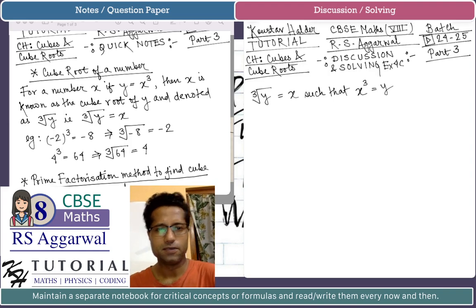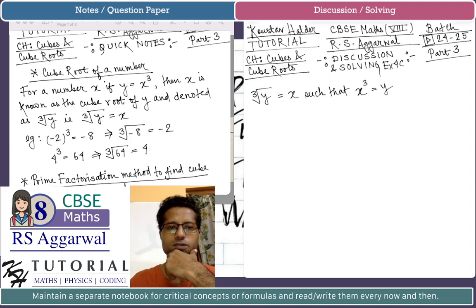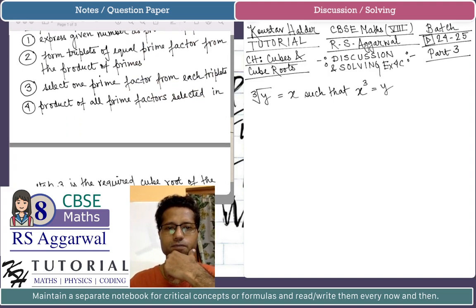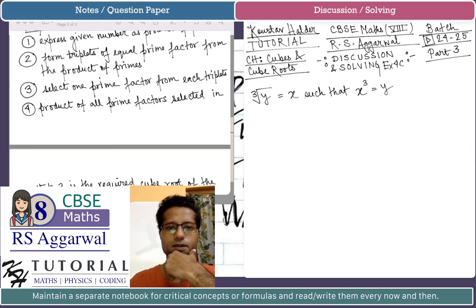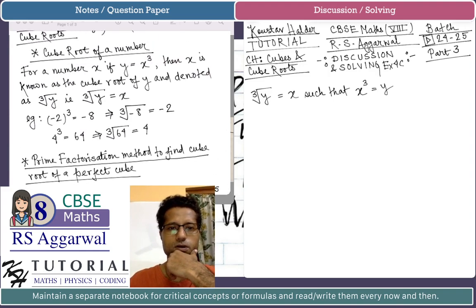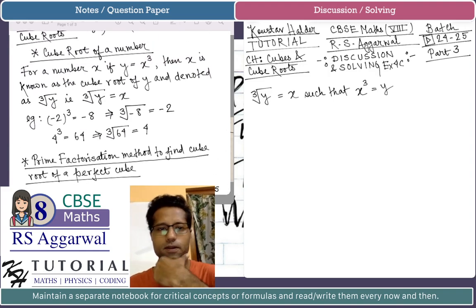So I have some examples in the quick notes. The link of the quick notes PDF will be given in the description below, so you can check the quick notes from there. For every concept, I have given a few examples for your understanding. Okay, so this is the cube root of a number.